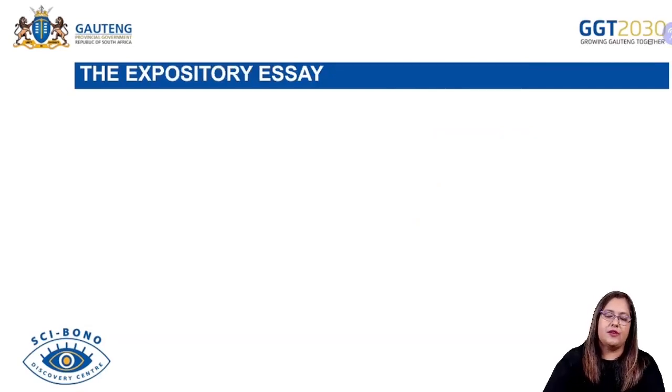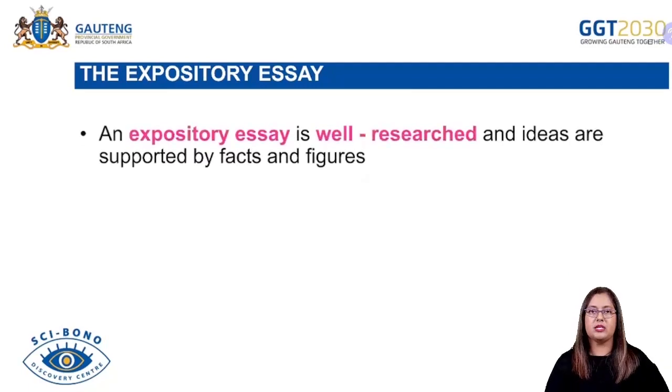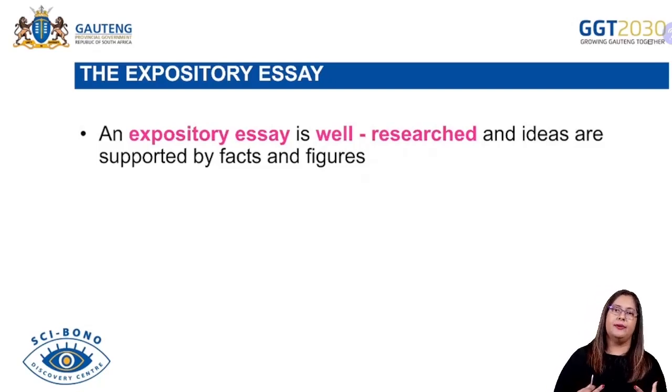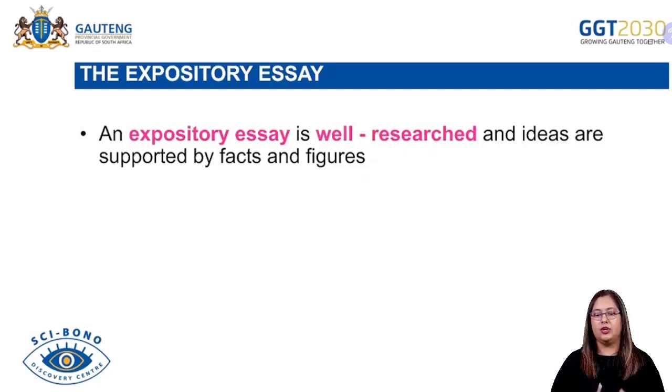All right, grade 12. So I've taken you through quite a few, and we come to the last one that we're going to discuss. And this is the expository essay. Now, the expository essay is a well-researched essay, as I mentioned before, and it is supported by what we call facts and figures. So if you have chosen to write about in the expository essay genre, you need to ensure that you have all the facts and all the figures and that it is actually true.